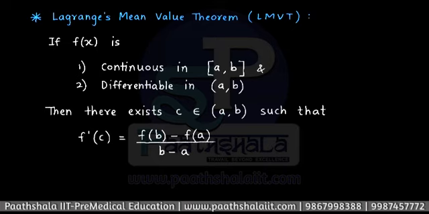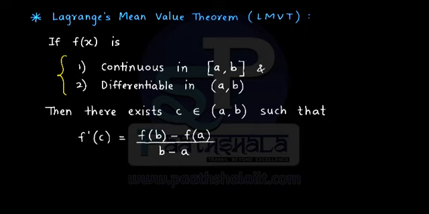Now if you compare the if part of this theorem with Rolle's theorem, we see that the two conditions are exactly the same, but the third condition which was present in Rolle's theorem, that is f of a equal to f of b, is no longer required. That means here the function is not required to have the same value at the endpoints of the given interval. Apart from that, the other two conditions are the same.